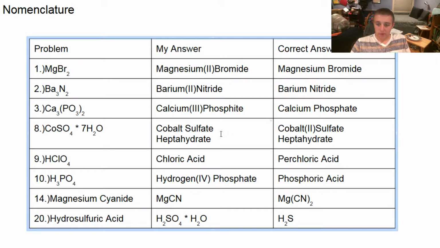These can be multiple different things, so you have to write cobalt 2 sulfate, not just cobalt sulfate heptahydrate. It's cobalt 2 sulfate heptahydrate.